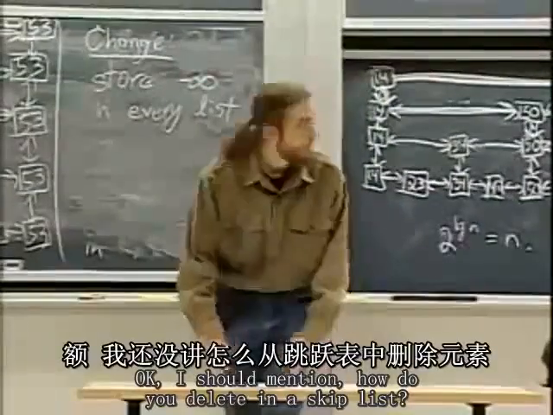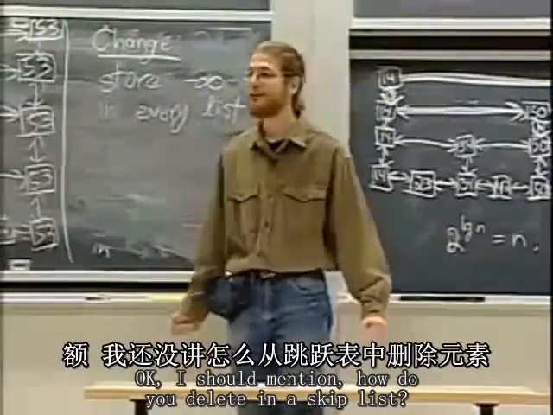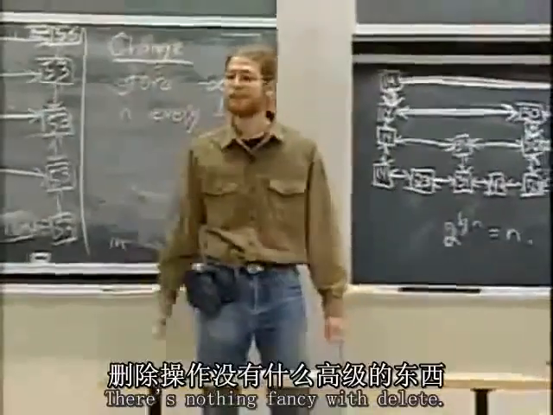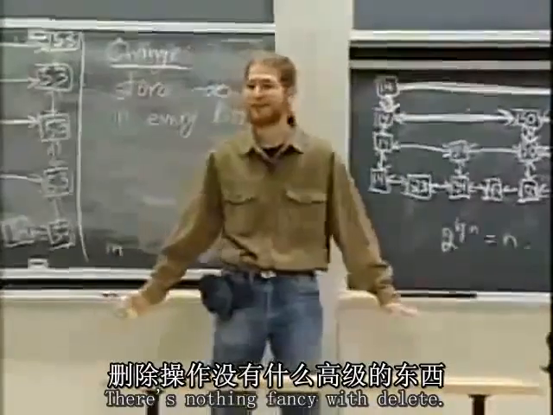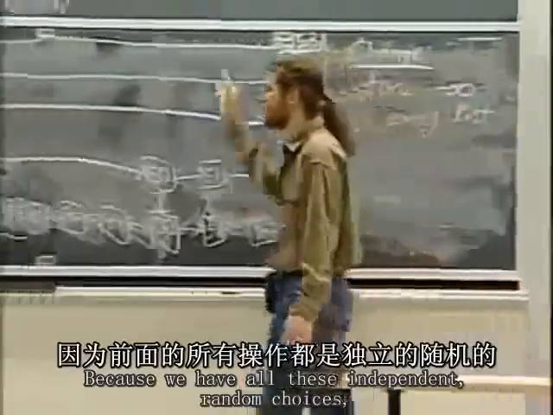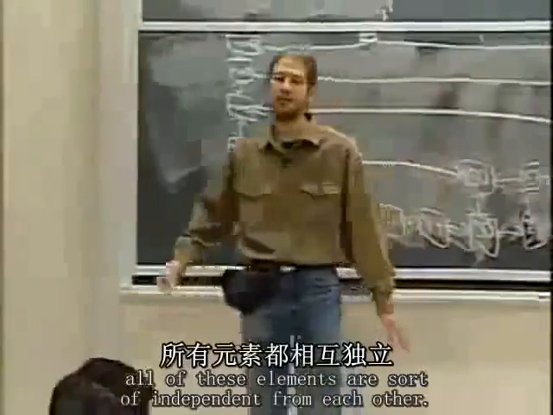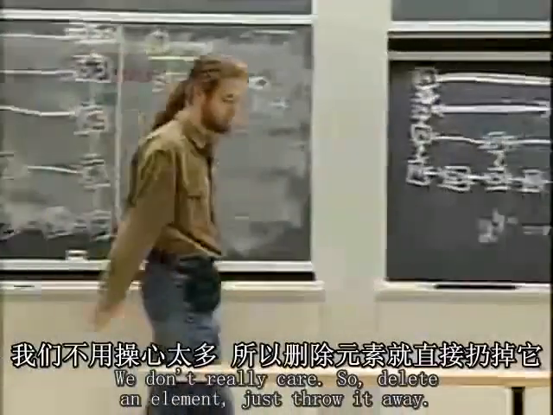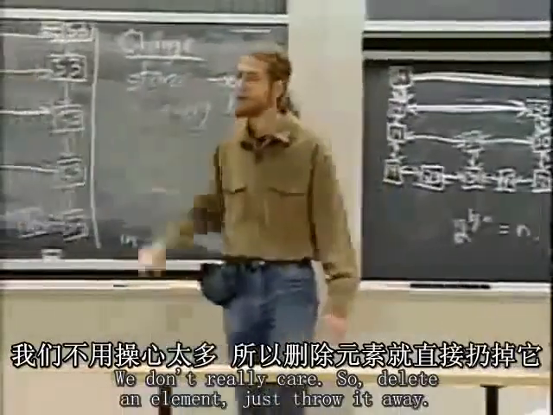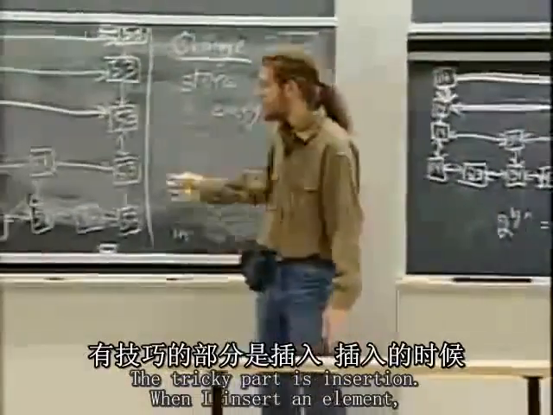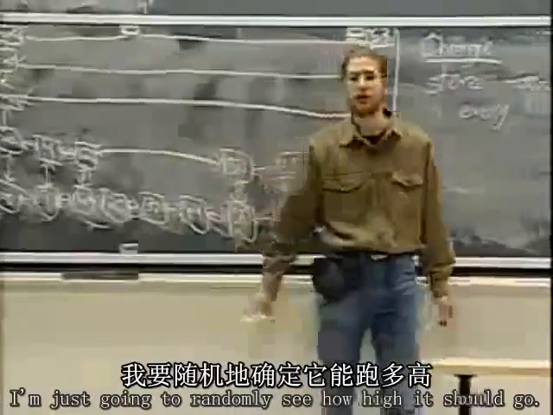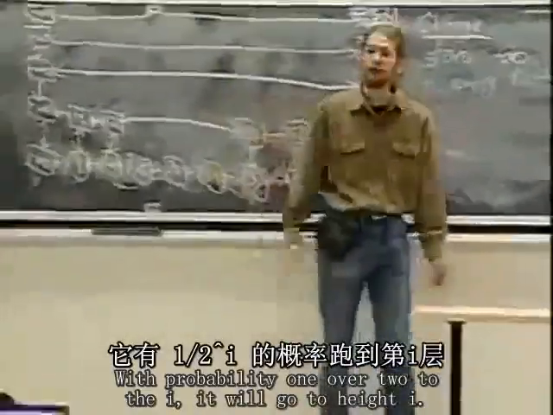Okay, I should mention delete too. How do you delete in a skip list? Find the element, you delete it all the way. Done. That's delete. There's nothing fancy with delete. Because we have all these independent random choices, all of these elements are sort of independent from each other. We don't really care. So delete an element, just throw it away. The tricky part is insertion. When I insert an element, I'm just going to randomly see how high it should go. With probability 1 over 2 to the i, it will go to height i.